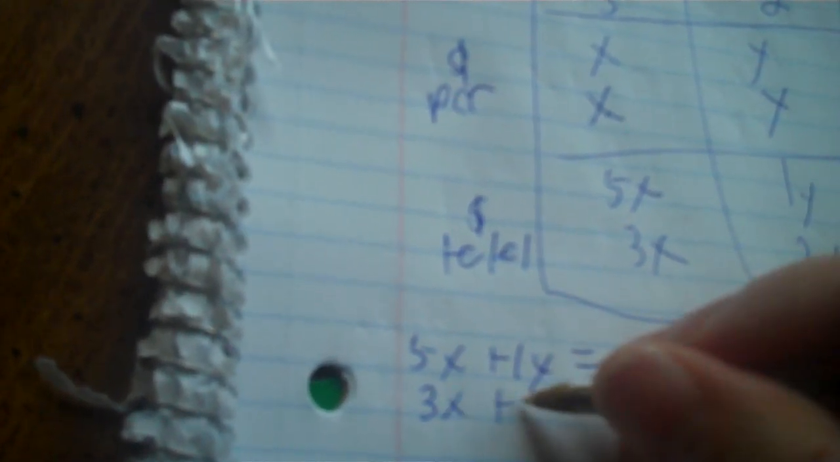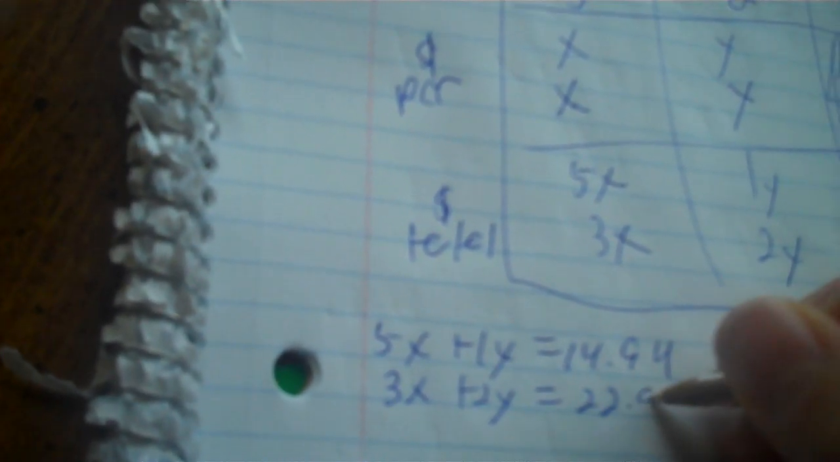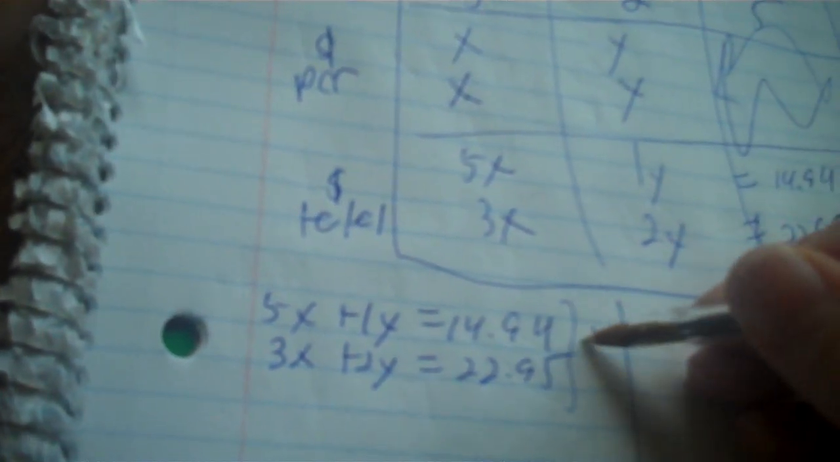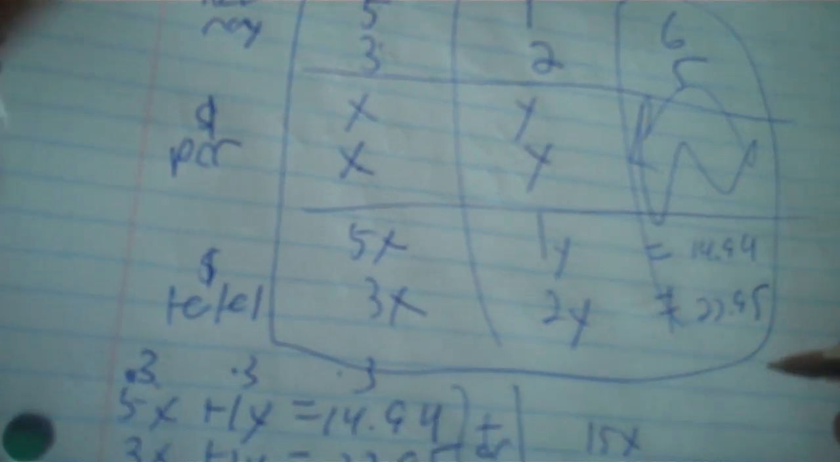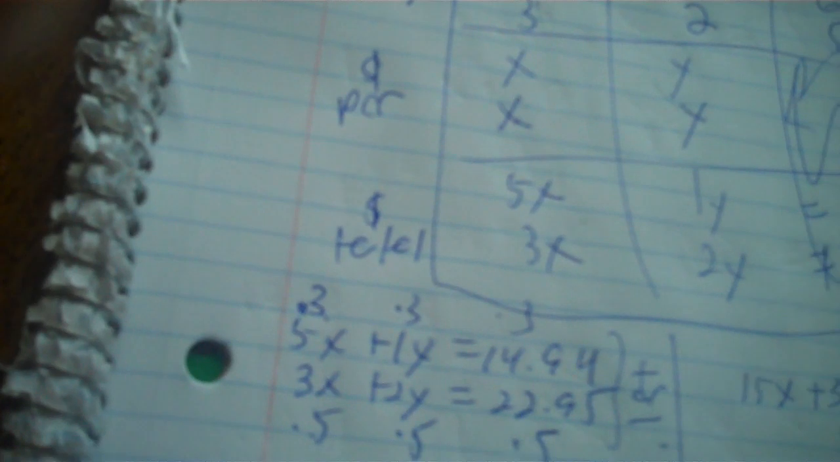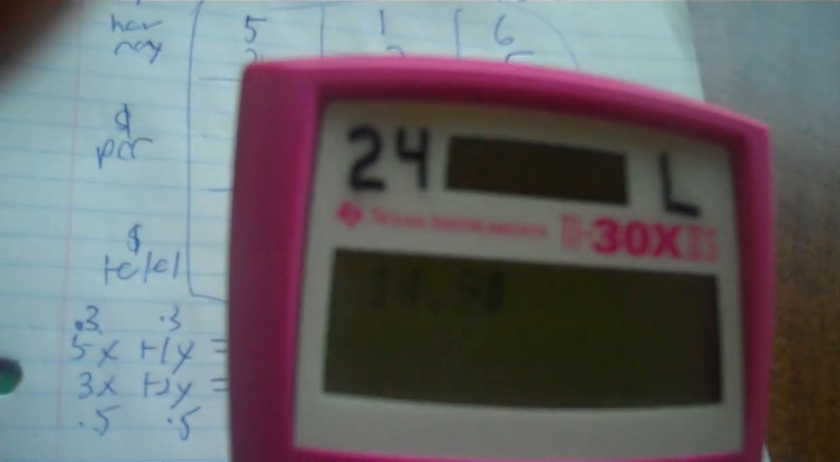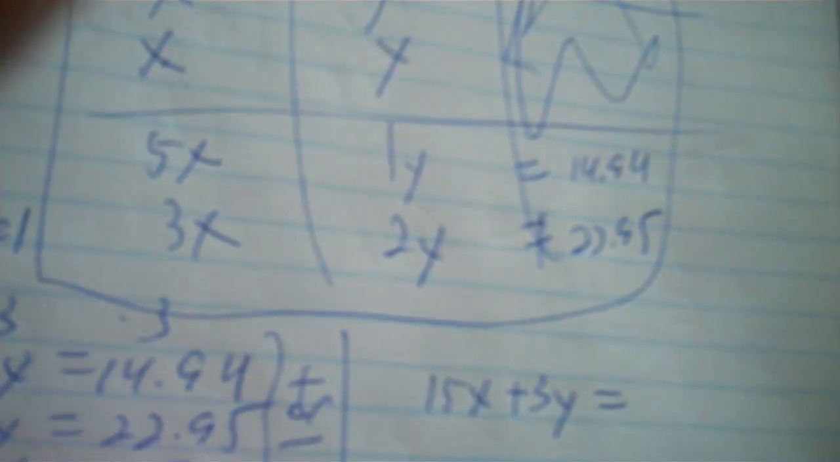So 5x plus 1y equals 14.94. 3x plus 2y equals 22.95. Plus or minus, well that's 8 and that's 3, and if you minus them that's 2 and that's negative 1, so we can't do it, so we got a 3 and 5. So 3x times 5 is 15x, 1y times 3 is 3y. Then you got to take your calculator. 14.94 times 3 gives me 44.82.